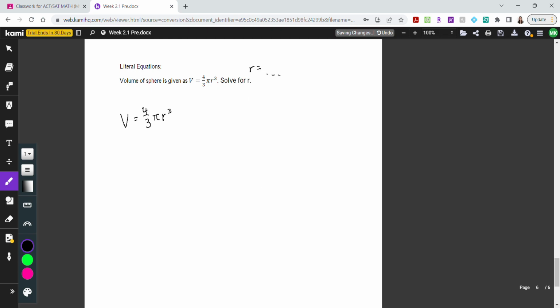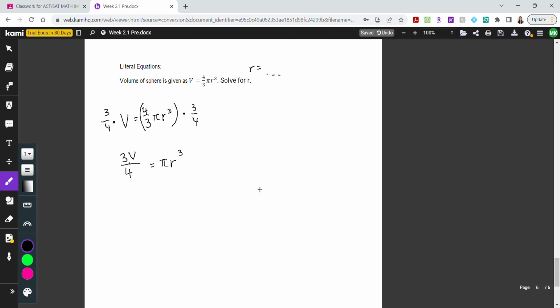So let's slowly untangle this. Let's get rid of the fraction first. To get rid of the fraction, let's multiply by the reciprocal. So let's put parentheses. We're going to multiply everything by 3 over 4. We're going to multiply this side by 3 over 4 because we did that. All right, so now we have 3 over 4. Let's write V on top. You'll see in a second, equals pi r cubed.